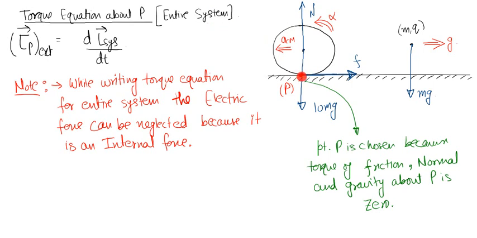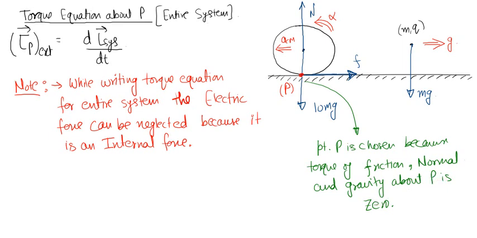So I am trying to write the torque equation about this point P for the entire system, not just for this disk, but for my particle plus my disk. Now it is important to note that I have chosen this point P. Point P is chosen because the torque of friction, normal and gravity about this point P is 0.